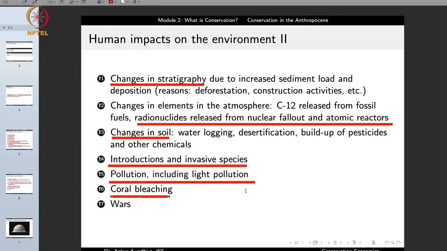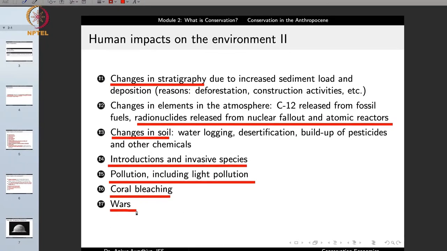Now, corals, or coral reefs, are those formations that support a number of other species. Because fishes can lay their eggs inside these corals, a number of other organisms can find their safety inside these corals. So corals are very important formations for biodiversity. And when coral bleaching occurs, we also observe a rapid and massive decline in biodiversity in those areas. And coral bleaching is also another human impact on the environment.